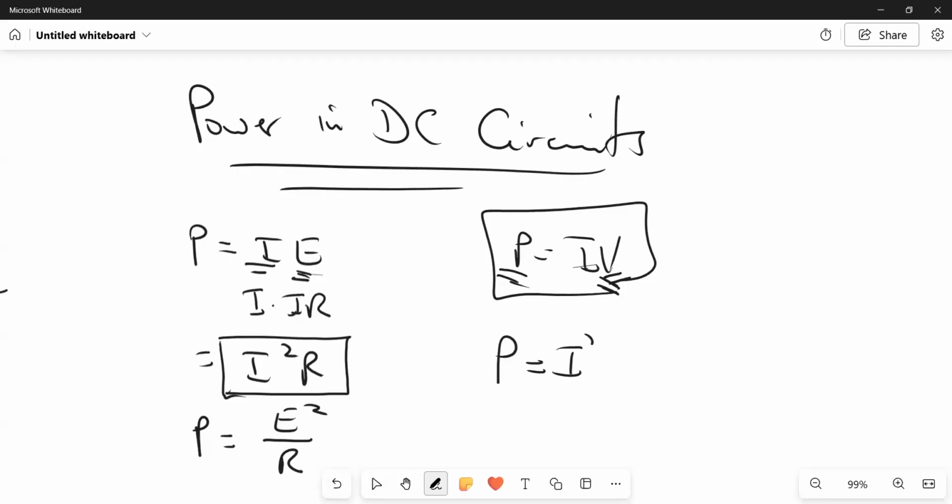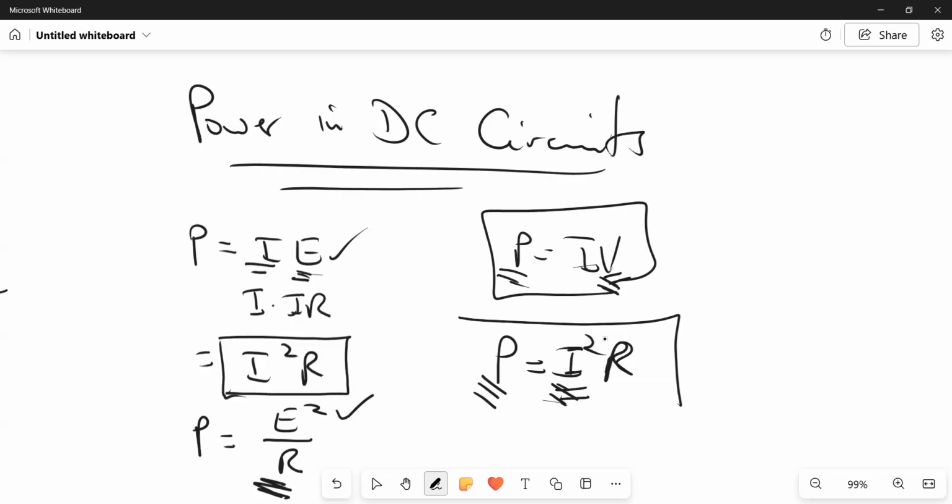P equals I squared R. In other words, if you have a large current flowing, you're going to have a lot of power being used, right? Large current, because you notice this quantity is being squared, right? No other quantity is being squared. Watch, E isn't being squared here. Well, it's squared here too, right? But it's divided by something, so that kind of nullifies it, right? But in this formula, you're seeing it's I squared R.